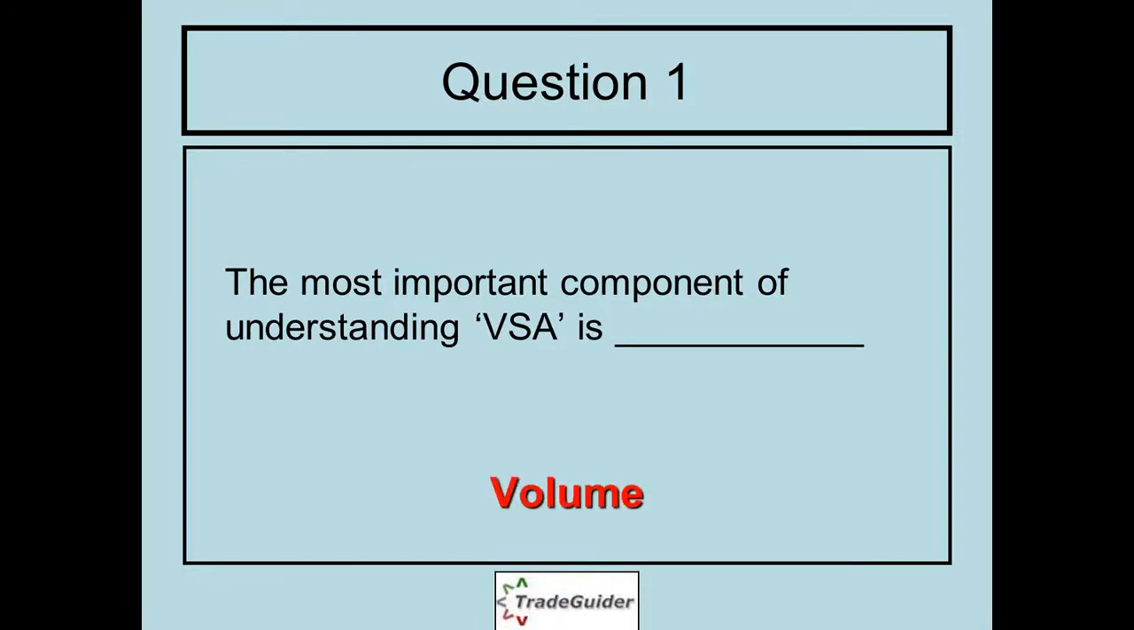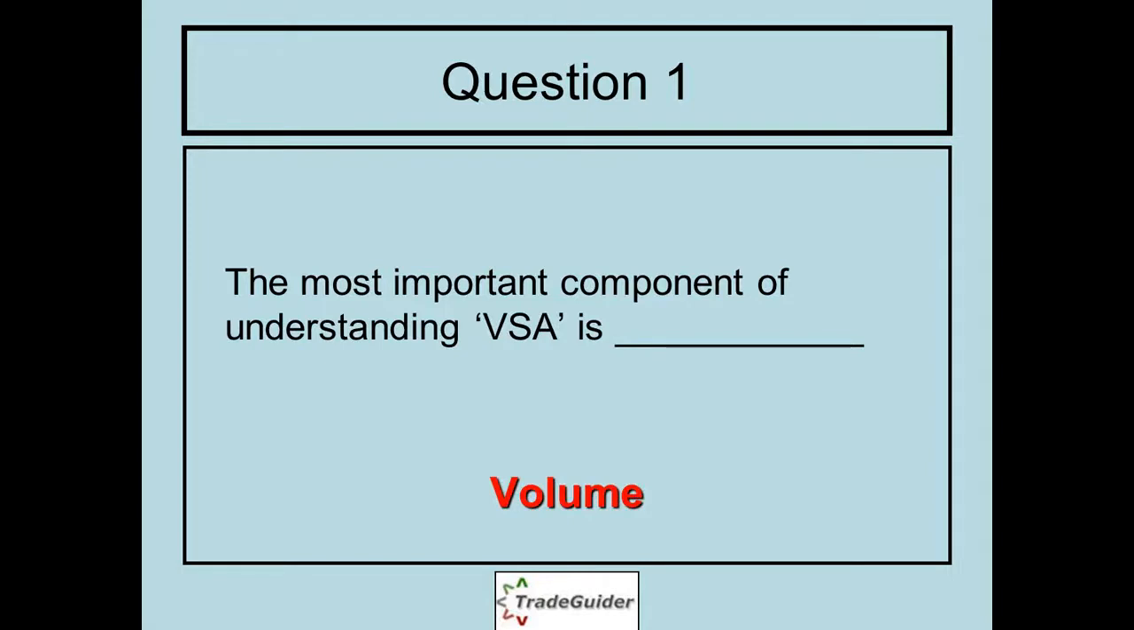So it is absolutely the most critical component. It is basically our footprint of the smart money, and it's the strongest indicator to future movement. Okay? And some of these reviews could be from webinars I've done, or these questions could be from your own learning through VSA, Trade Guider, not just necessarily through me.